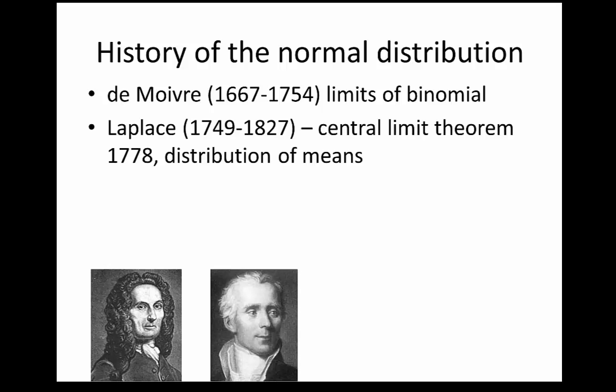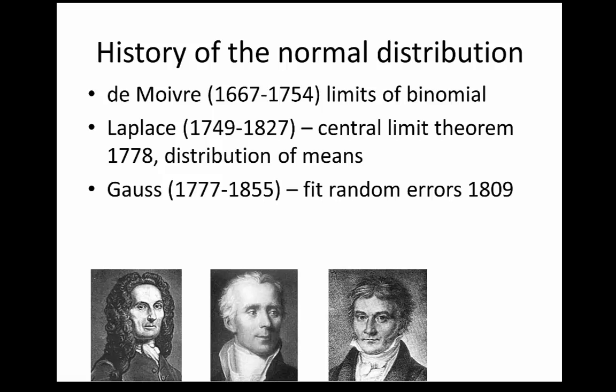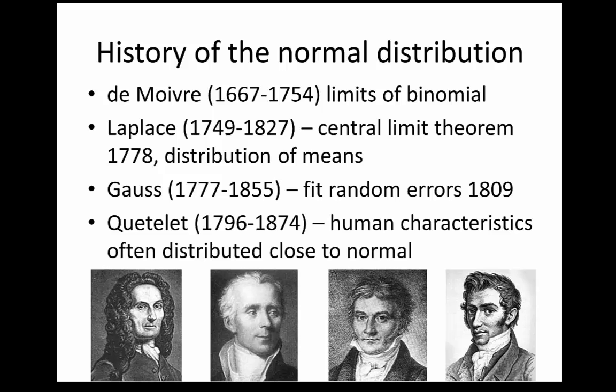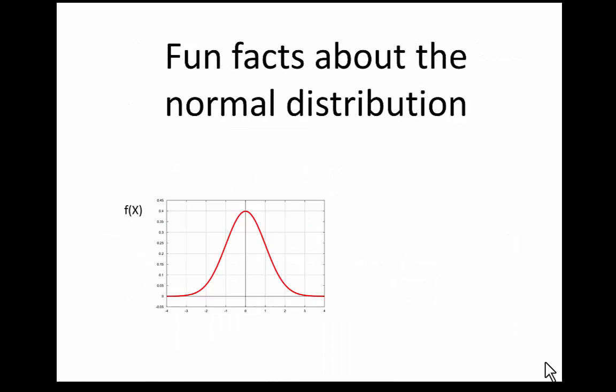In 1778, Laplace developed the central limit theorem, and he described the distribution of means as the sample increases, and this distribution is a normal distribution. In 1809, Gauss derived the normal distribution, the full formula for it, to fit random errors, and as a result, the normal distribution is often referred to as Gaussian in much of the world, except in France where it's referred to as Laplacian. And then in the mid-1800s, Quetelet noted that human characteristics were often distributed close to normal.